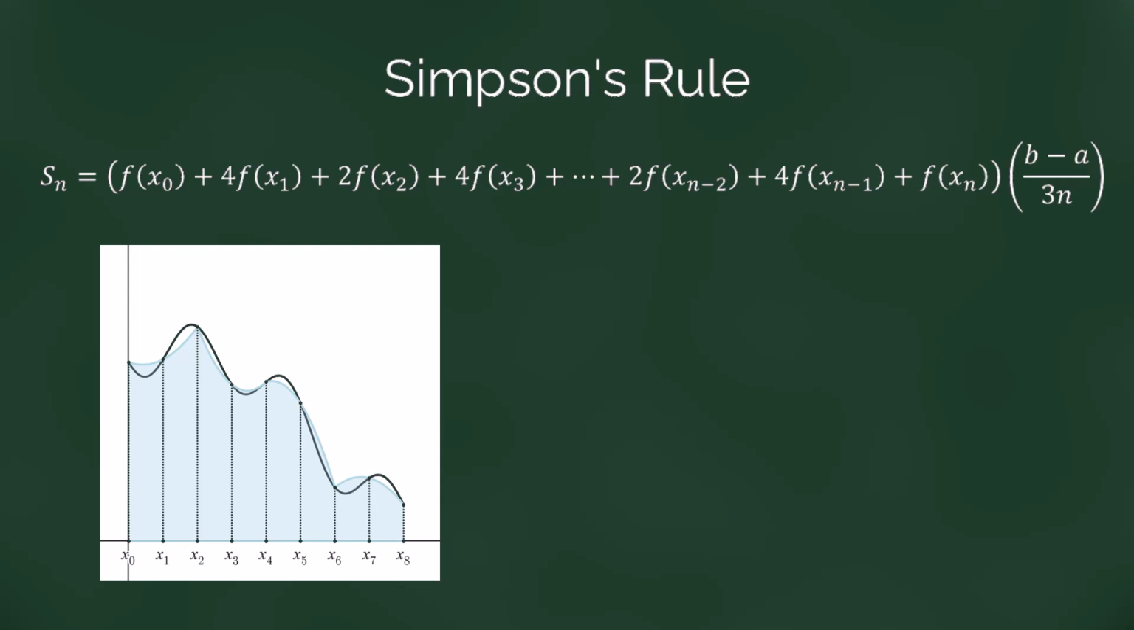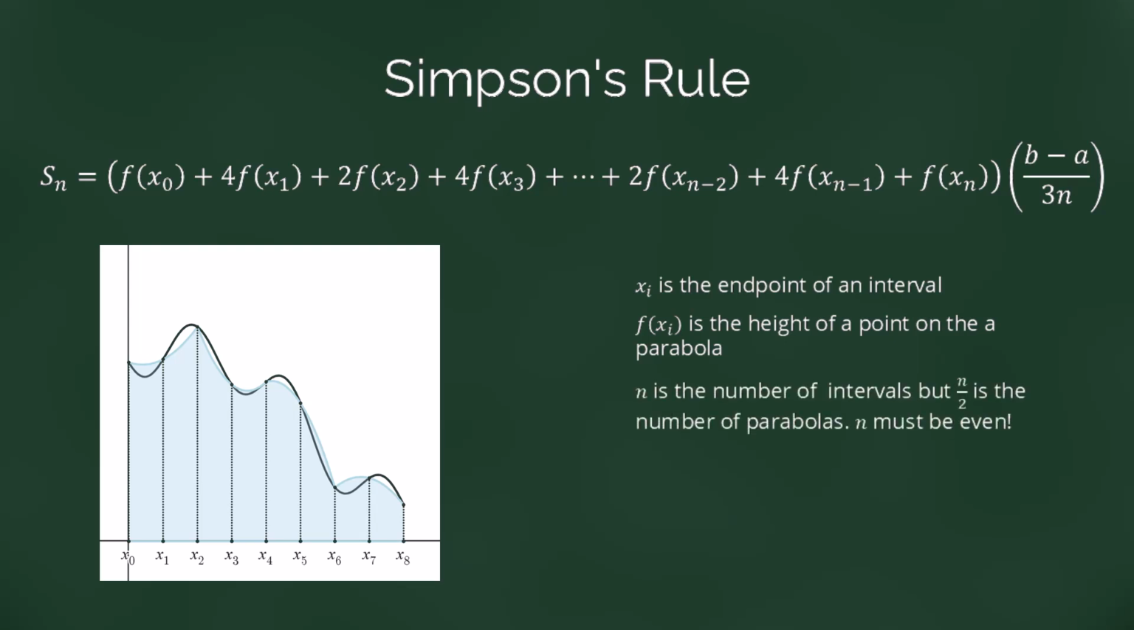Hopefully by now you have some sense of what each of the things in the formula stands for, but I will walk through it just in case. So xi is going to be the endpoint of an interval, which makes f of xi the height of some point on the given parabola. N is going to be the number of intervals. Notice that means we have n over 2 parabolas in this case, which means that for Simpson's rule to work, n has got to be an even number.